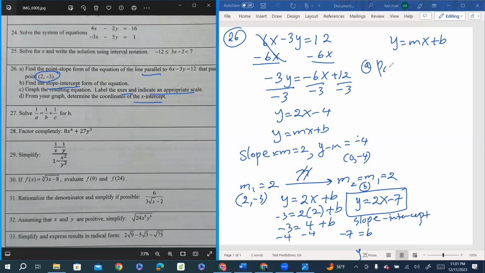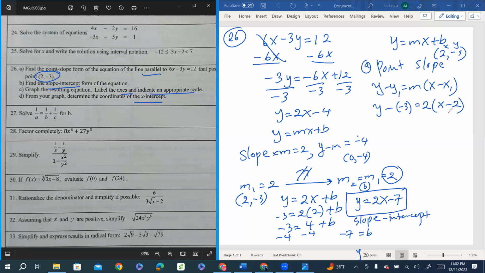So point slope form is y minus y1 equals m times x minus x1. So let's substitute the point, which is 2, negative 3. So y minus negative 3. Remember the point was 2, negative 3, so this is our x and that's our y. y minus negative 3 equals slope was 2 times x minus 2. Minus a negative is a positive, so y plus 3 equals 2 times x minus 2 is the point slope form.